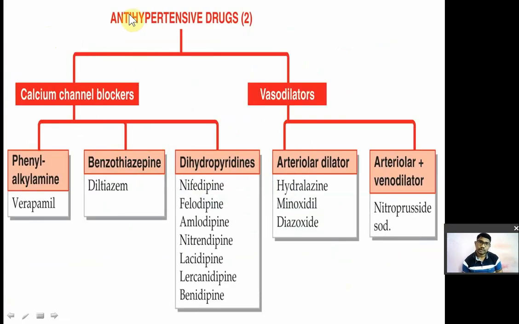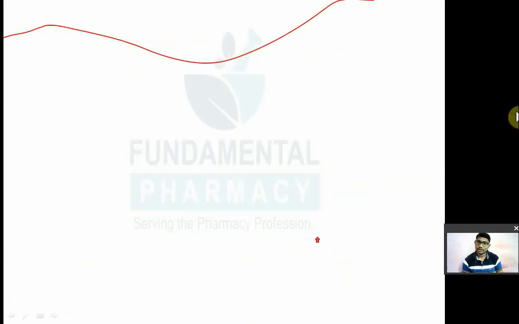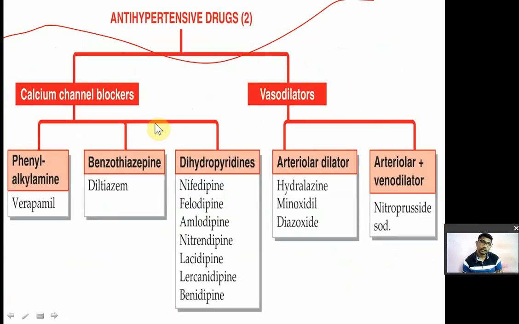Vasodilators in the antihypertensive classification: you have direct vasodilators and calcium channel blockers. In calcium channel blockers you have 3 subclasses. First is the phenylalkylamine derivative. Verapamil is a phenylalkylamine derivative.